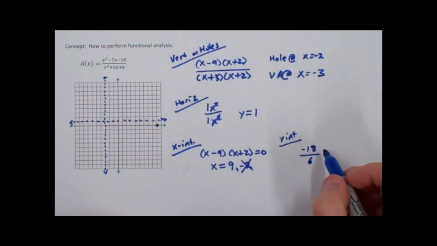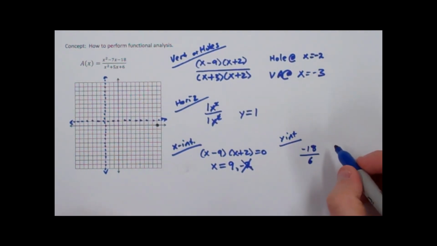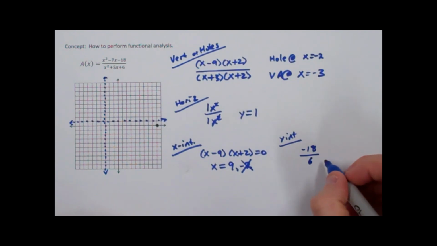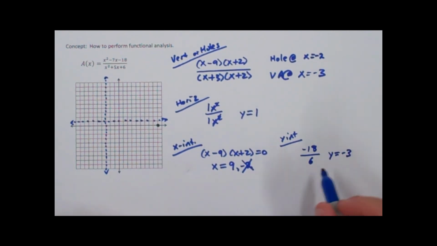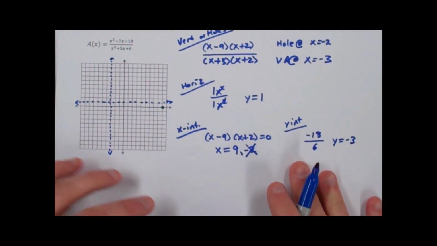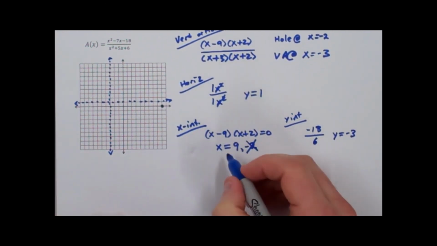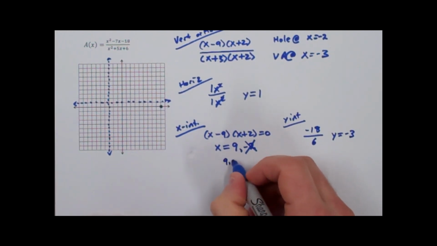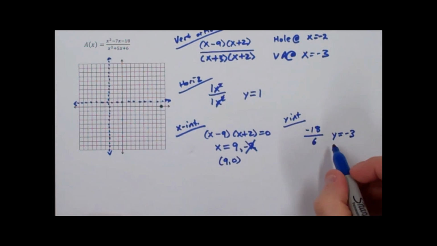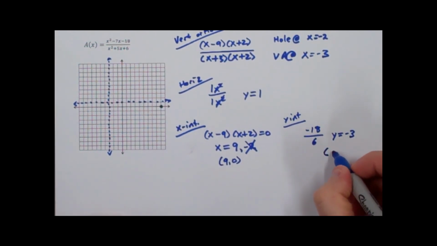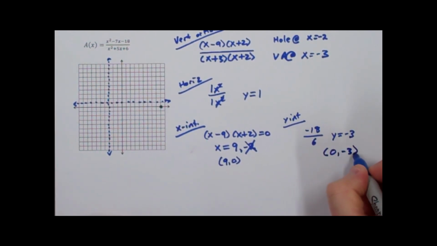So the y-intercept will be -18 divided by 6, and in this case that would be -3. So remember, this is a point. I probably should do that here for the x-intercept. We'll move this up a little bit. That this point is 9, 0. When we're finding an x-intercept, we're finding an actual point, not a line. And then for this one here, we've got 0, -3.